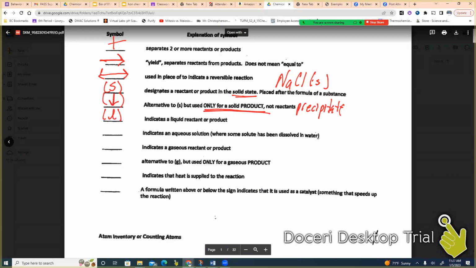L means it's a liquid, and that's not the same thing as something being dissolved in water. That would be considered aqueous or AQ. So bromine, for example, it's blue on our periodic table. It would be an example of a liquid. But if I had sodium chloride dissolved in water, that would be an example of an aqueous solution. G, gas. And same thing, if I have an arrow going up, then that means there is a gaseous product.